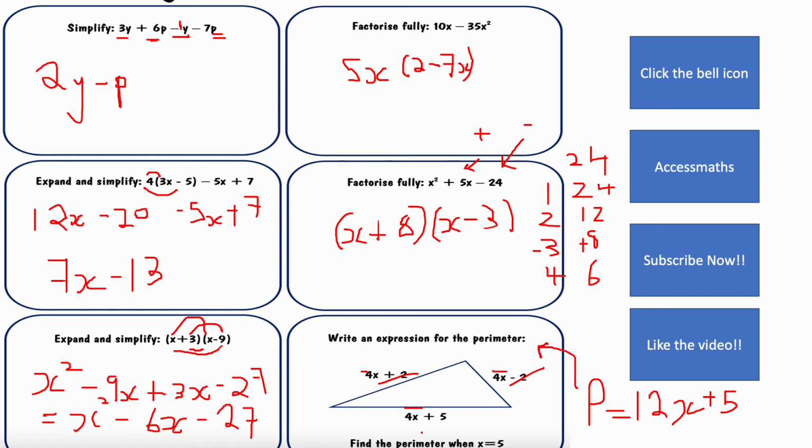The next part says find the perimeter when x equals 5. Well, substituting 5 into the expression, I get the perimeter P is 12 lots of 5, which is 60, plus the 5, which equals 65. Okay. And then I'm going to just put centimeters here, just for a context to a question. Okay, so 65 centimeters or meters, for a unit. So perimeter is always just in units, and area is always units squared, and volume, we should remember, is units cubed.